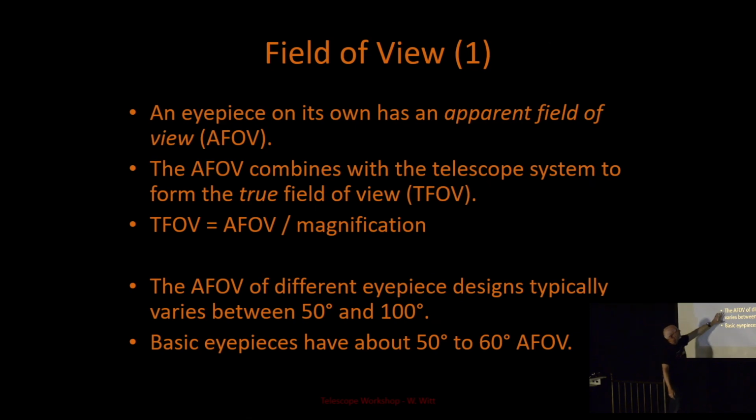And the apparent field of view of different eyepieces typically varies between like 50 and 100 degrees. Okay, and that's one of those things that you get for having more lens elements, like those really complex pictures on that earlier slide, get you to these big fields of view. Basic eyepieces usually are 50 to 60, right? This is probably where you're going to spend your money when you're getting started.